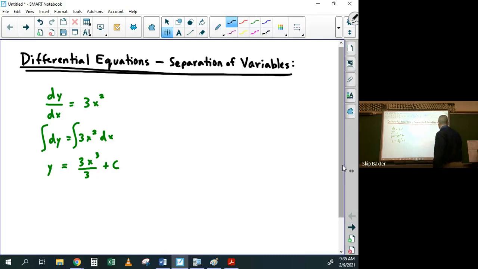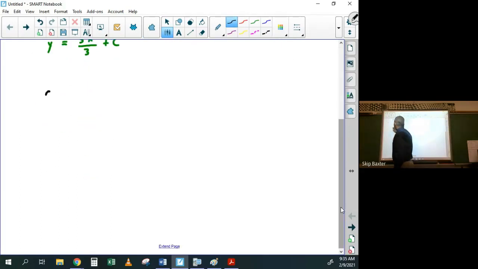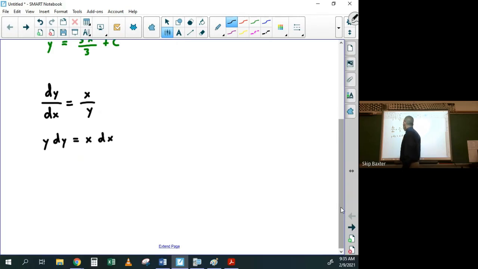So for example, suppose the differential equation was dy/dx equals x over y. Okay, so here I could just kind of cross multiply, sort of, and you get y dy equals x dx. Okay, so this step is to separate the variables. You want to keep everything that has a y in it on the left, and keep everything that has an x in it on the right. So separate the variables.